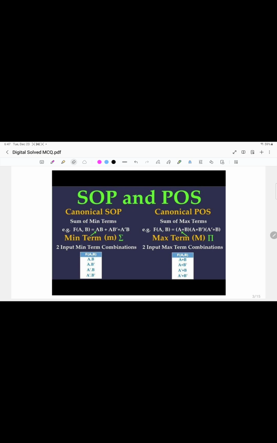And if any one of the literals is missing, for example if an expression is f is equal to a dash plus ab plus b dash a, here we can see that the first term a dash is missing the literal b. Such an expression is said to be a standard expression, which has to be converted into canonical form. Only when we convert it into canonical form will we be able to form the minterms. How to convert this into canonical form, we will see in the coming slides.